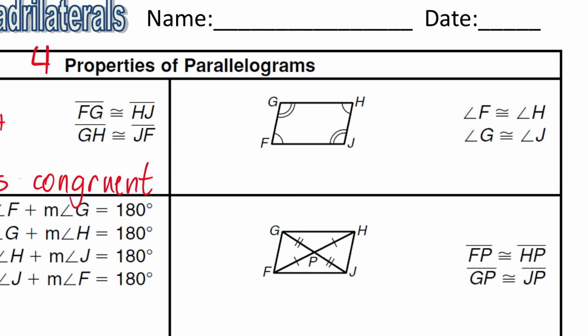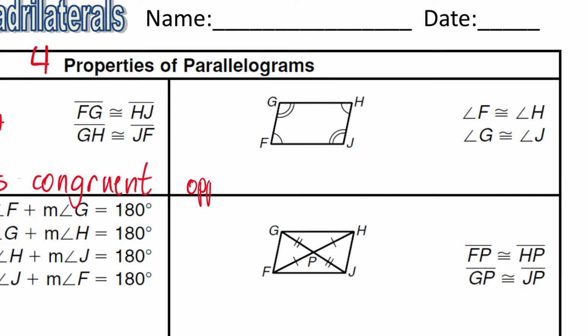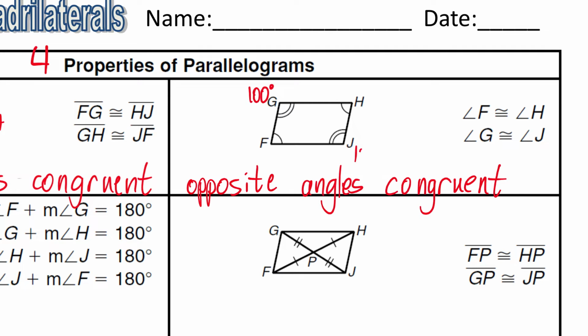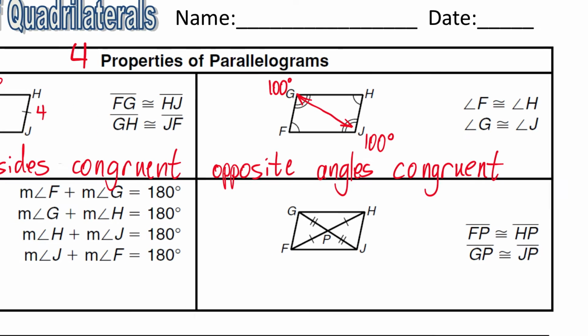All right, second property is opposite angles are congruent. Okay, opposite angles are congruent. So for instance, if angle G is 100 degrees, angle J is 100 degrees, because those are what we consider opposite angles. Opposite angles are congruent.